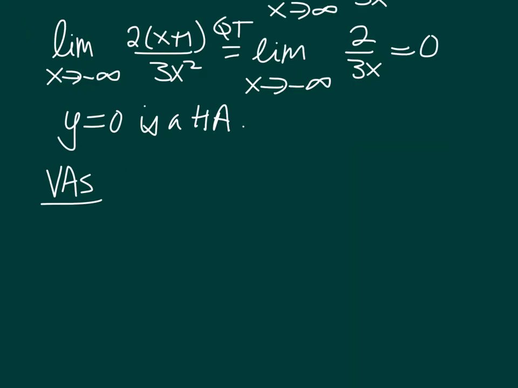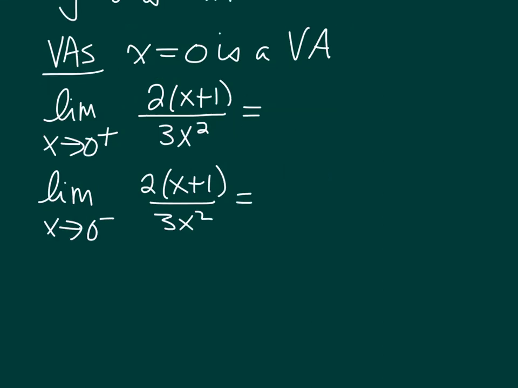Now let's discuss vertical asymptotes. Now I'm dealing with a rational function and the denominator is equal to 0 at x equals 0. So that tells me that x equals 0 is a vertical asymptote. But I still need to check the limit as x tends to 0 from the right and the limit as x tends to 0 from the left, first of all to prove that it's a vertical asymptote, but also to tell me what my graph looks like.